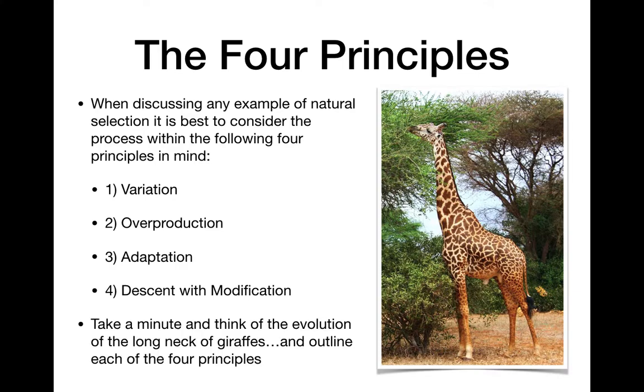So a classic example to think about this, and Lamarck talked about this, is the neck of a giraffe. Giraffes have a very long neck, and it helps them reach the top of the trees and get lots of food to eat. So I want you to pause the video and outline the 4 parts here for the giraffe. Again, feel free to work with somebody else and try and brainstorm together. What are the 4 principles for a giraffe?